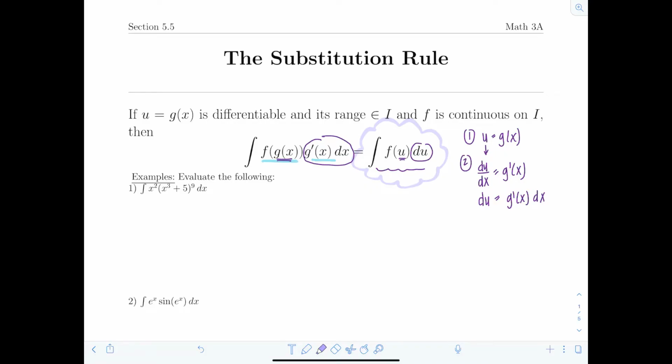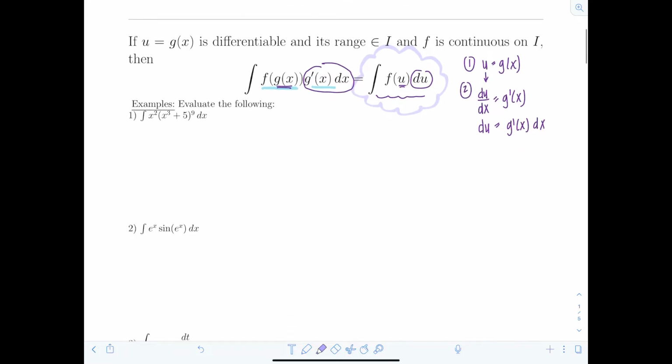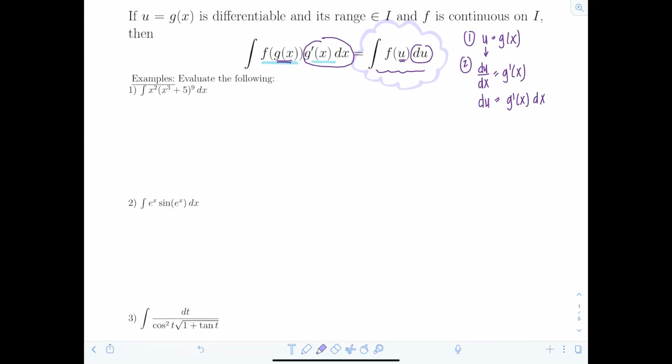All right? So here we go. Let's get started. Evaluate the following. So example 1, we have the integral of x squared times x cubed plus 5 to the 9th power dx. Now it would be a nightmare to expand this, right? To take x cubed plus 5, raise it to the 9th, and then multiply by x squared just to anti-differentiate term by term. Way too painful.